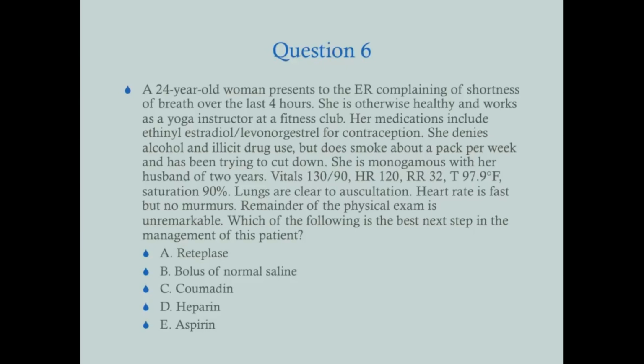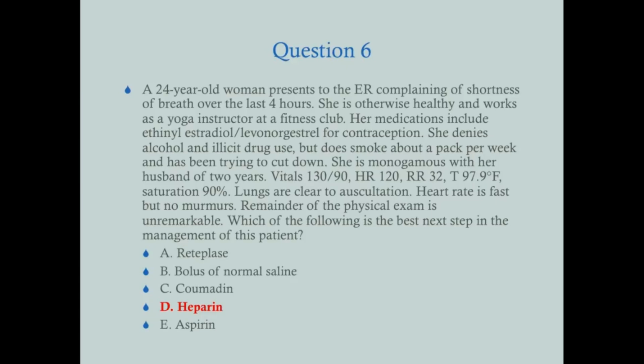All right, the answer to this one is D. Heparin. So what's our presumptive diagnosis in this patient? Presumptive diagnosis here is pulmonary embolism. Why pulmonary embolism? Well, she's got risk factors and she's got symptoms. What are her risk factors? What are the risk factors for pulmonary embolism? Well, they're the same risk factors as for DVT.